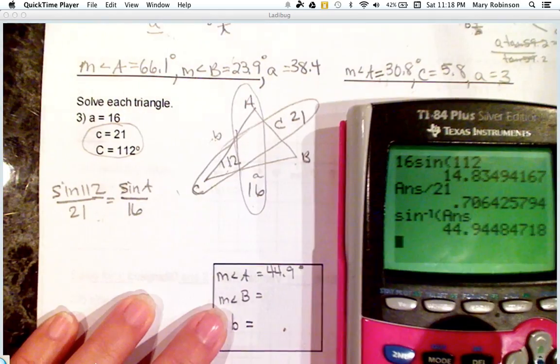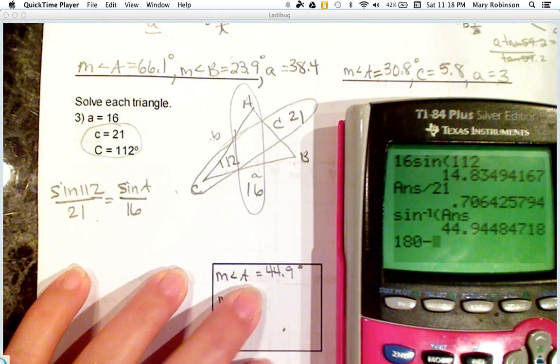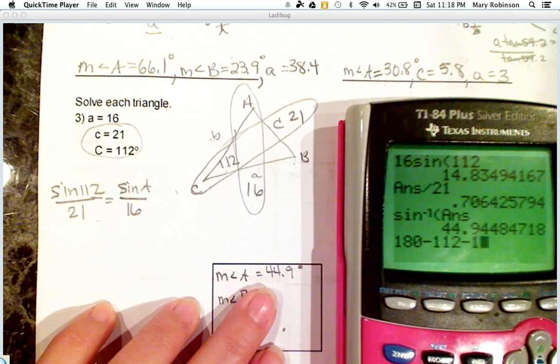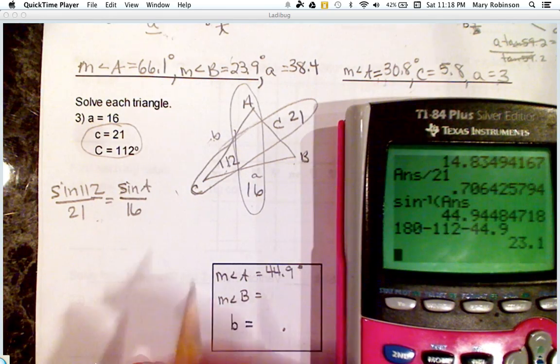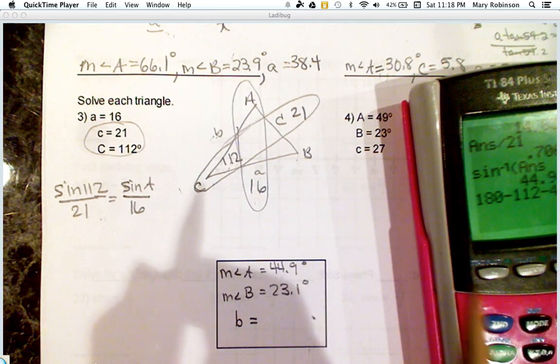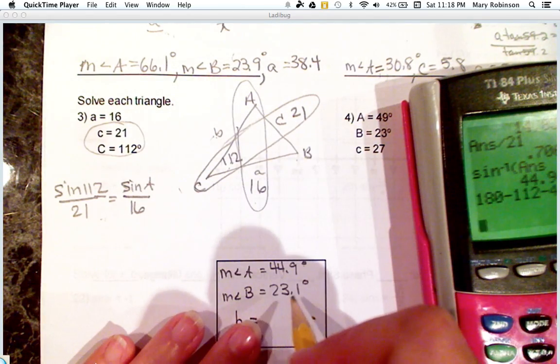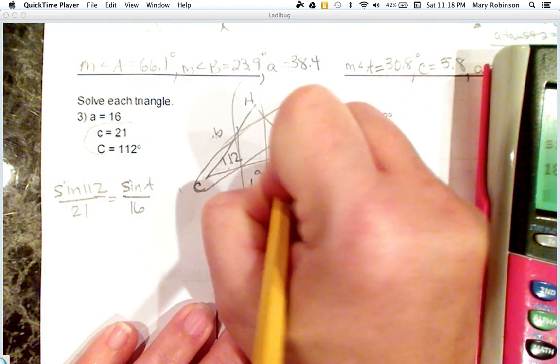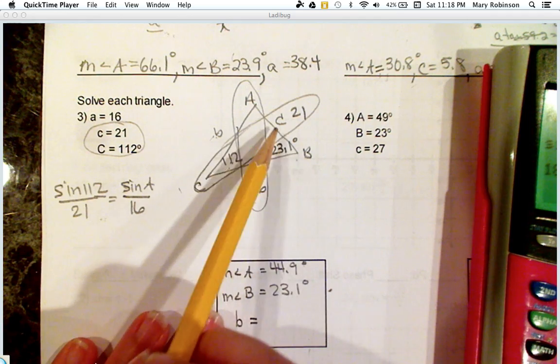Now, to find the measure of the third angle, it's simply a matter of taking 180, subtracting the measure of 112, and subtracting the 44.9. And we get 23.1 degrees. Now, because I know angle B is 23.1, I'm able to find side B.